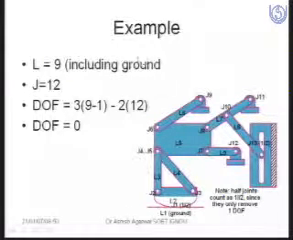Now this is one example of a very simple mechanism having 9 links and 12 joints. So the degree of freedom will be 9 minus 1, that is 8, into 3, 24, then minus 2 into 12, 24. So the degree of freedom of this mechanism or structure is 0. So there is no degree of freedom, it cannot move, there will be no movement.